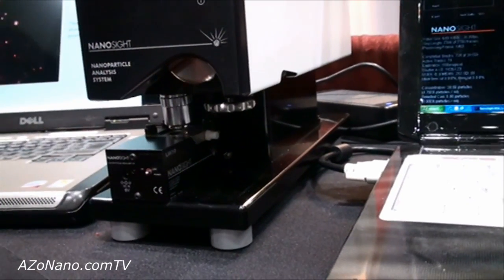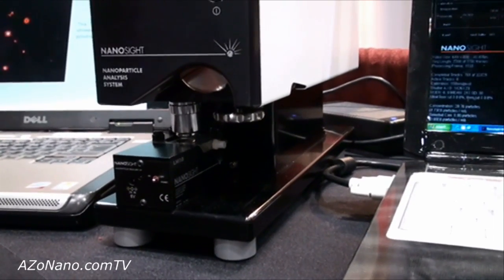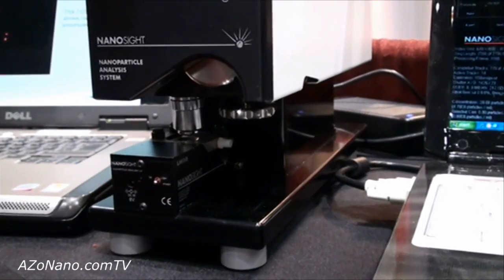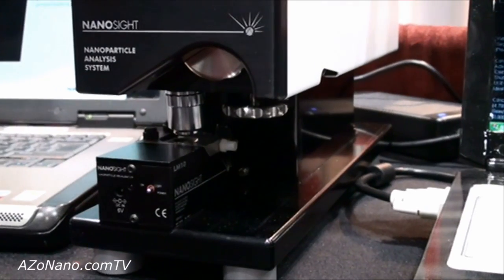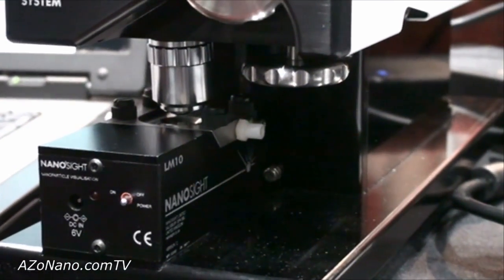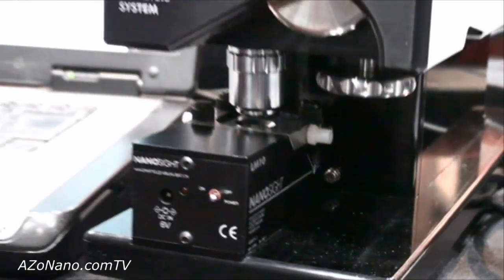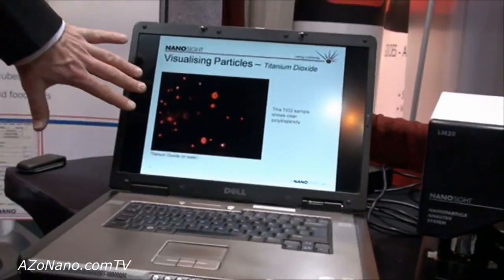The particles are illuminated by laser light, and the particles we can detect are between 10 and 100 nanometers, 10 and 1,000 nanometers. So at those sorts of sizes, they're a long way below the resolution of normal light. What we're seeing here is essentially the scatter those particles produce rather than an image. And this is an image here. So there's a Nanosight view.